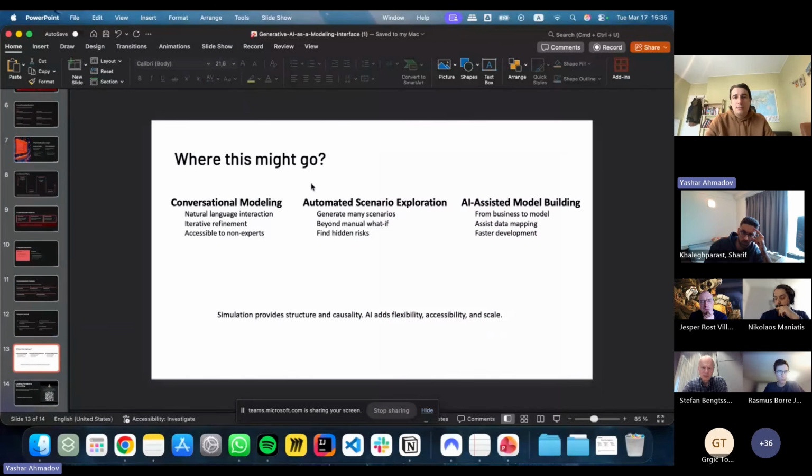Yeah, where this might go. Conversational modeling, natural language interaction. There are many companies trying to do that, startups trying to go that way, making an optimization, let's say for logistics, route optimization by using a natural interface, iterative refinement through a conversation, accessible to non-experts, automated scenario exploration. AI generates scenarios for you.